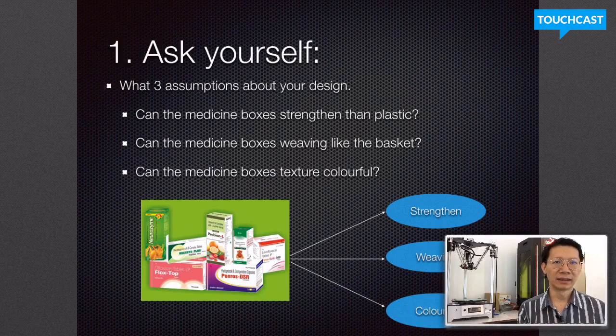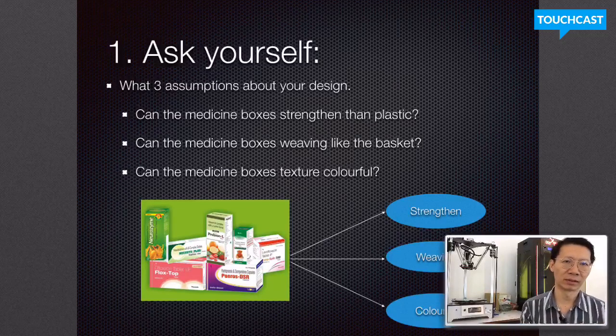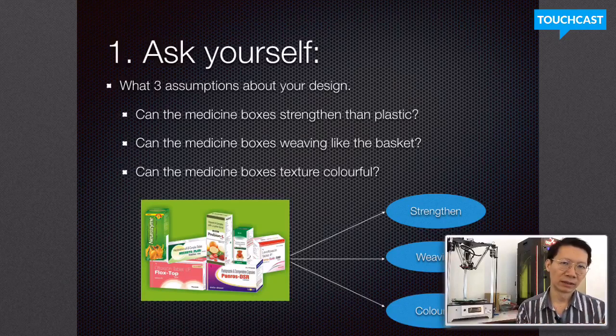your design? For example, can the medicine box strengthen the plastic? Or can the medicine box be wrapped like a basket? Or can the medicine box have a colorful texture? Maybe you use a different kind of texture. So this is called the assumption. You need to build your own assumption based on the product or material that you have in hand.